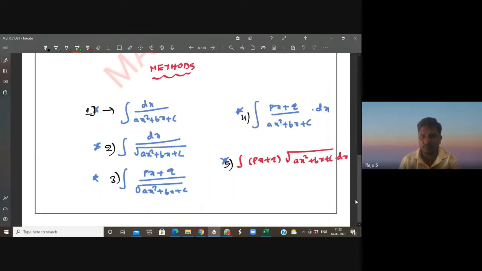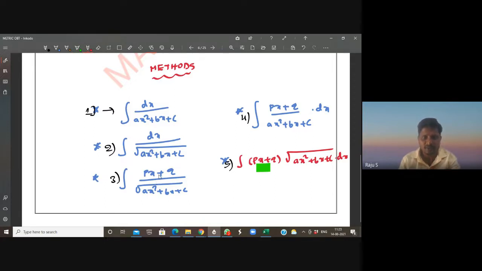The methods are: one by quadratic expression, one by square root of quadratic expression, linear expression by quadratic expression. So linear expression by quadratic expression without square root, linear expression into square root of quadratic, but don't take it here without square root. Px plus q into ax square plus bx plus c becomes a cubic equation, not in standard form. So with the square root only we can take.